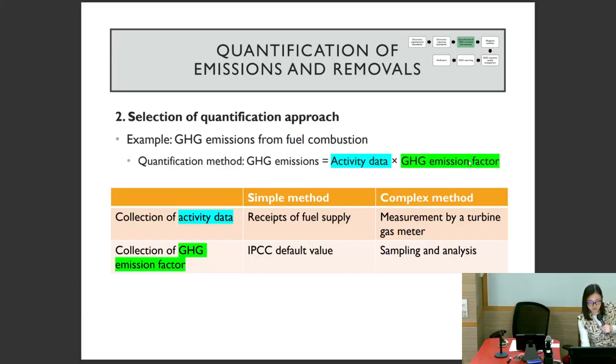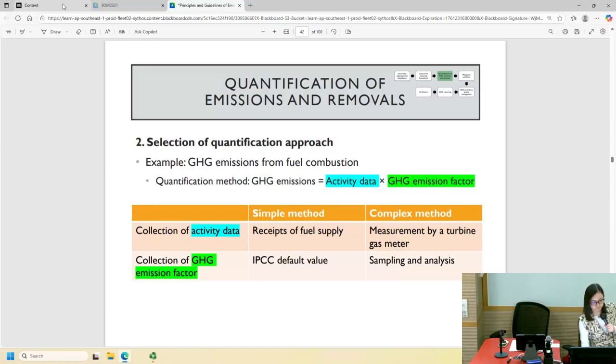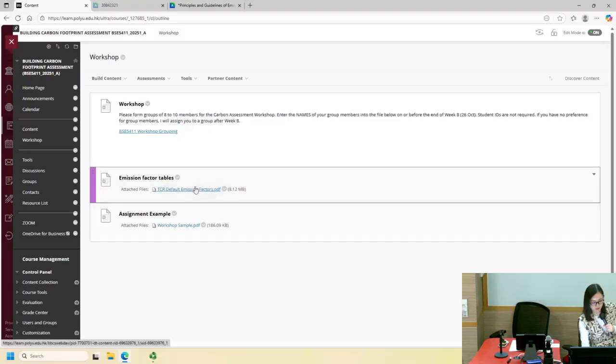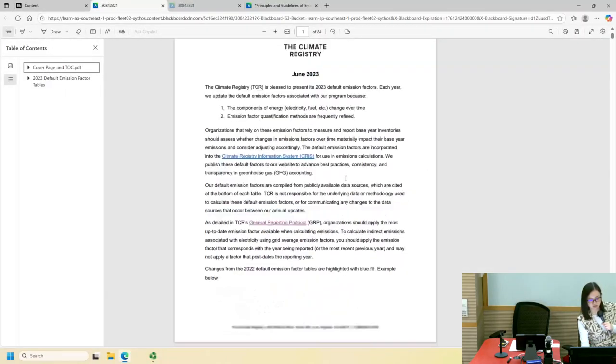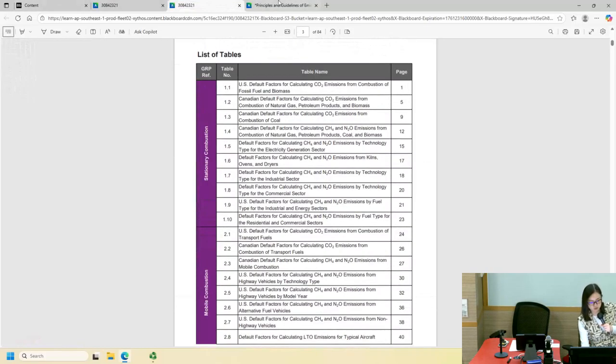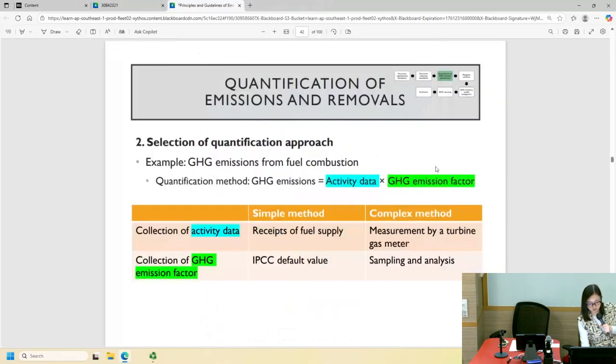And for the greenhouse gas emission factor, you can refer to the IPCC default value. The IPCC, the Intergovernmental Panel on Climate Change, publishes some emission factors, and the GHG reporting protocol has also published emission factors. These are some international emission factors, so you may refer to these emission factors, or you may take sampling. You may take local sampling.